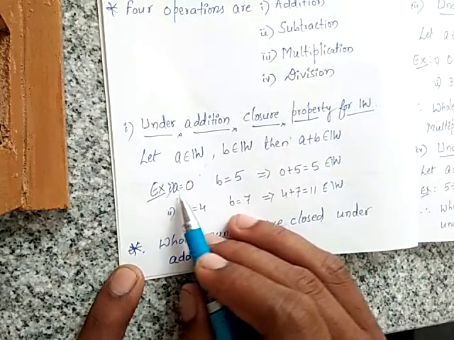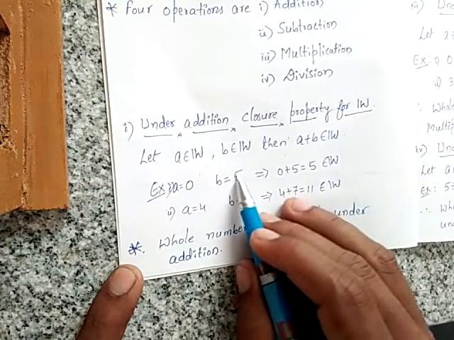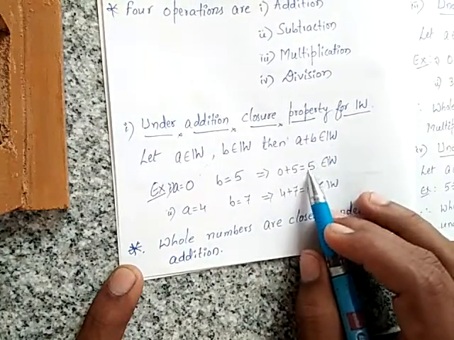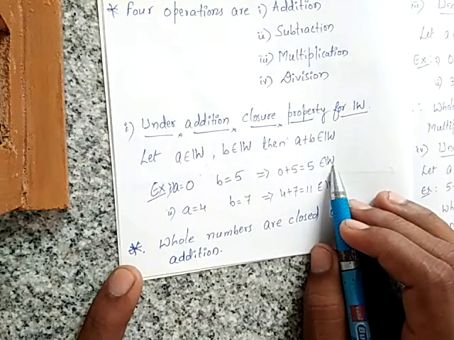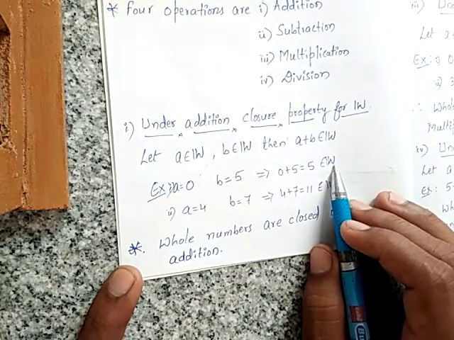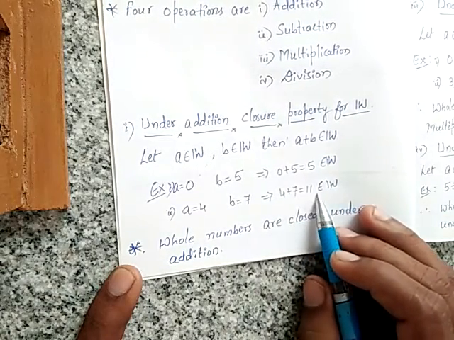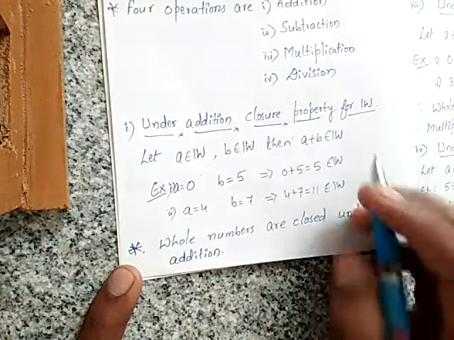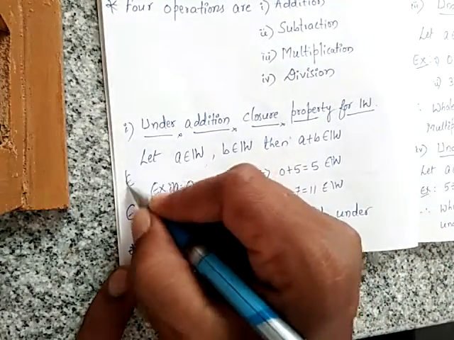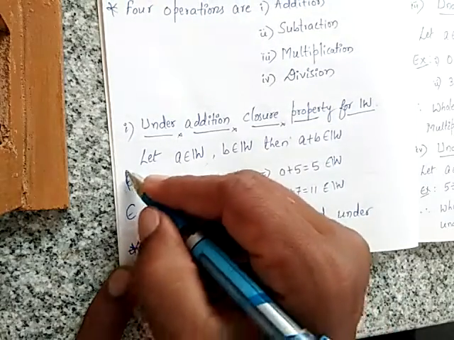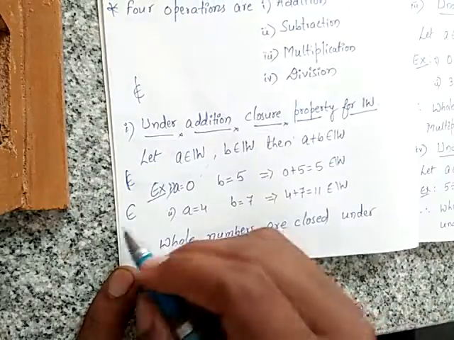The example I have taken: A is equal to 0, B is equal to 5, means one whole number is 0, another whole number is 5. If you add both, you get 5. 5 belongs to whole numbers again, because we know whole numbers start from 0: 0, 1, 2, 3, 4, 5 and so on. Similarly, A is equal to 4, B is equal to 7. 4 plus 7 is equal to 11. 11 again belongs to W. This symbol is nothing but belongs to. If I write it like this, it is not belongs to.